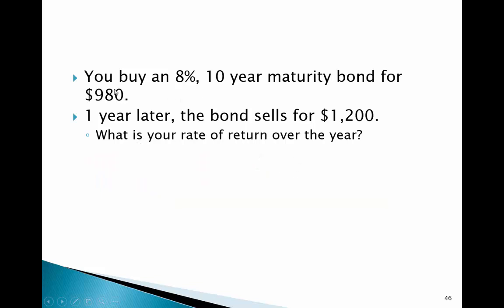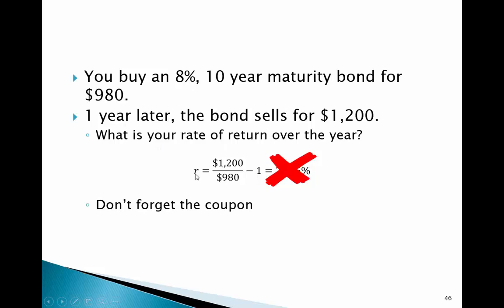Okay, if you bought this bond for $980 and sold it for $1,200, what's your rate of return over the year? Well, again, I'm showing you the wrong way. This is wrong because you forgot the coupon payment. Right? This is the price you sold it for divided by the price you paid for it. But remember, you kept the bond for 1 year, so you get a coupon payment out of that. So here's the correct way to do that. The amount you sold it for plus $80 divided by 980 minus 1, 30.61%.